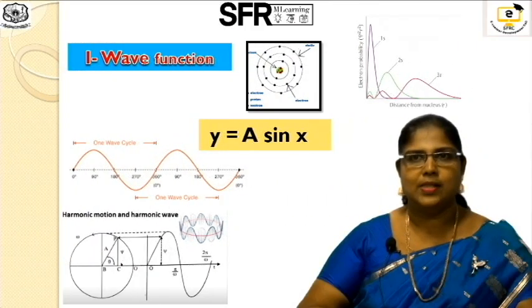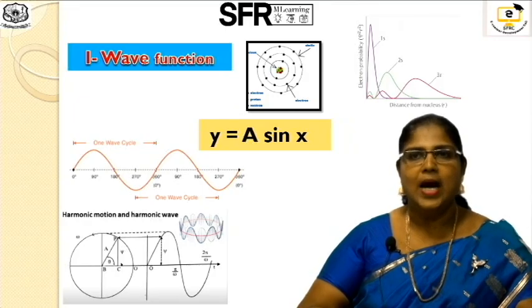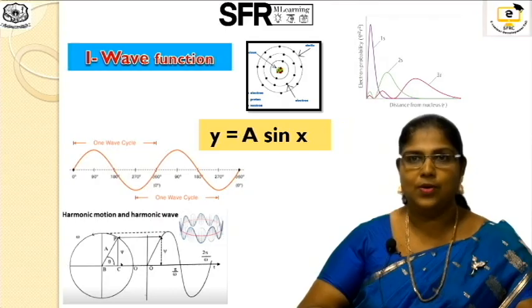A wave equation is denoted by y is equal to a sin x, as this is a sine curve. Now we are going to substitute various values of x. When the value of x is 0, then y will be 0. When the value of x is 90, then sin 90 will be equal to 1, therefore y will have a particular amplitude, and when x is equal to 180 degrees, again sin 180 is 0, and then y will be 0.